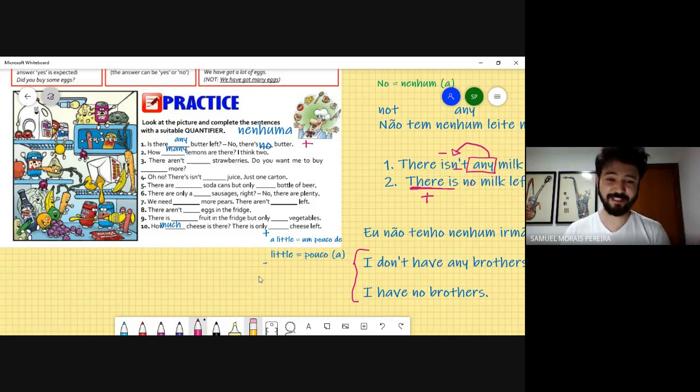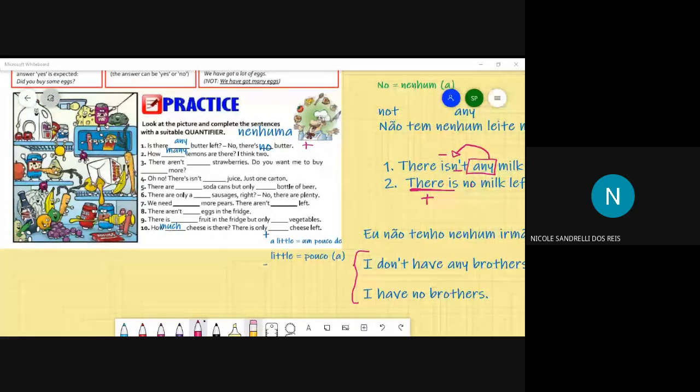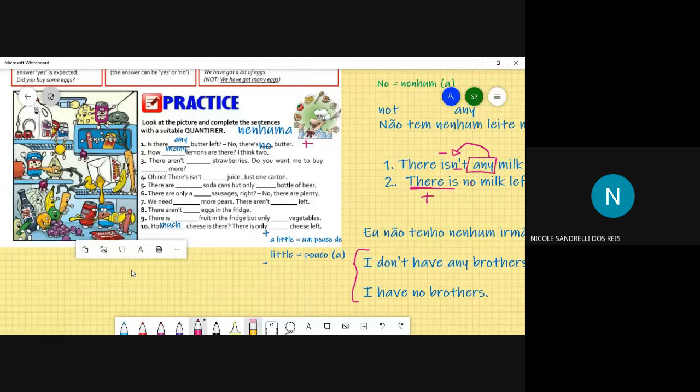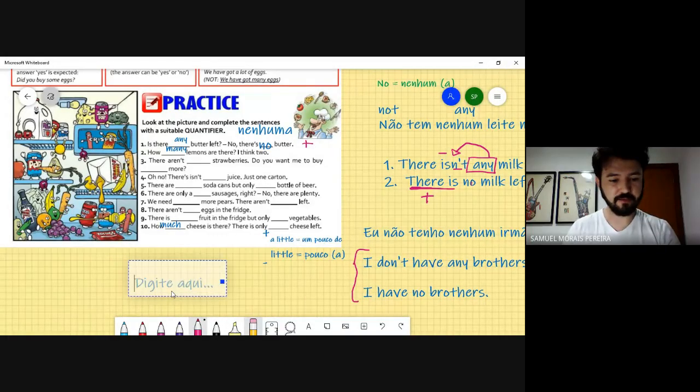Alguém, pessoal, please? Anybody? Me? Pode ser, please. Okay. There aren't any strawberries. Do you want me to buy some more? Perfect. So there aren't any strawberries, né?